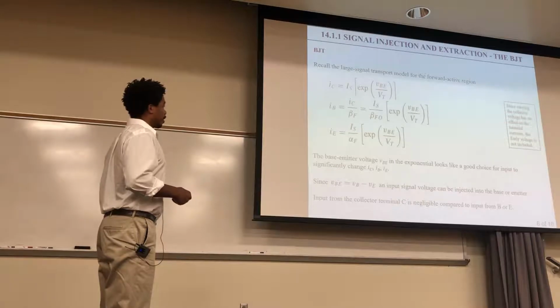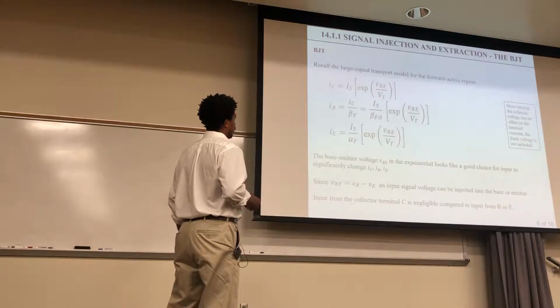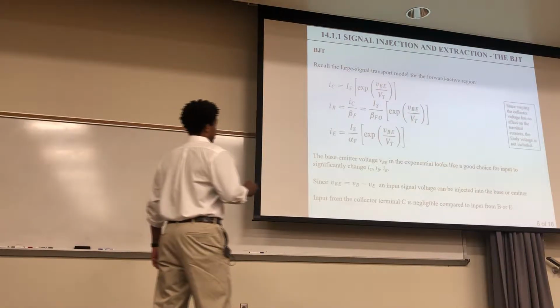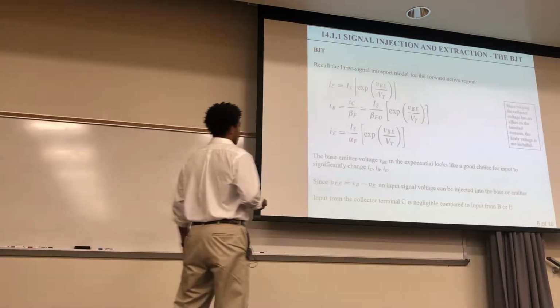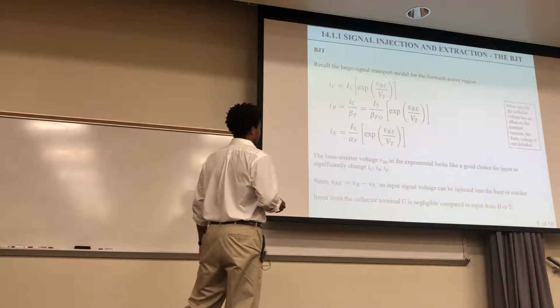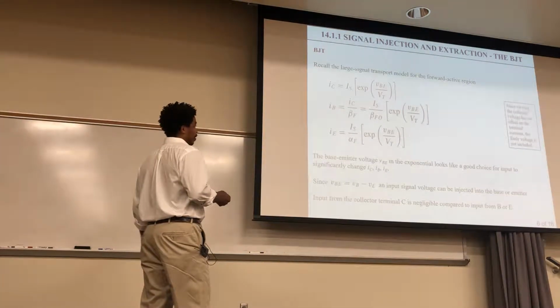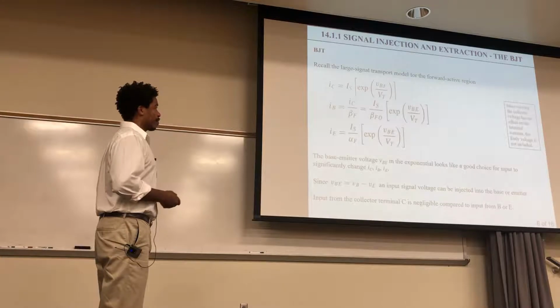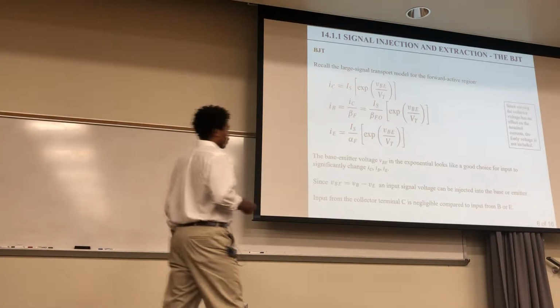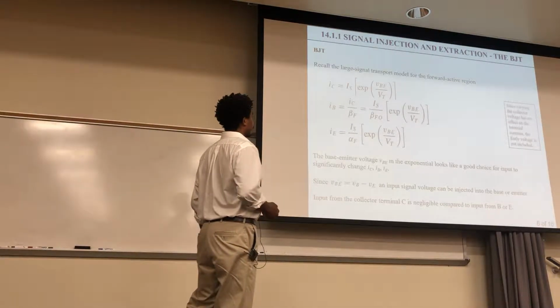Now, this base emitter voltage is in the exponential, so it's a really good choice for input, and that's why it's going to be there. It has a really significant impact on these currents. Also, the base emitter voltage can be broken up into the voltage at the base and the voltage at the emitter, and each one of those can be your input. So you could choose either of those. And the input from the collector terminal is quite negligible compared to the base and emitter.